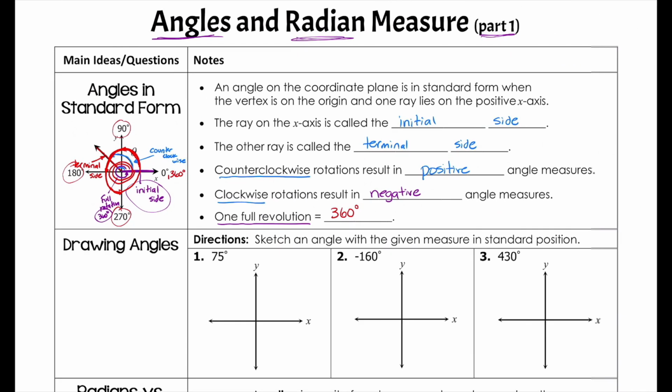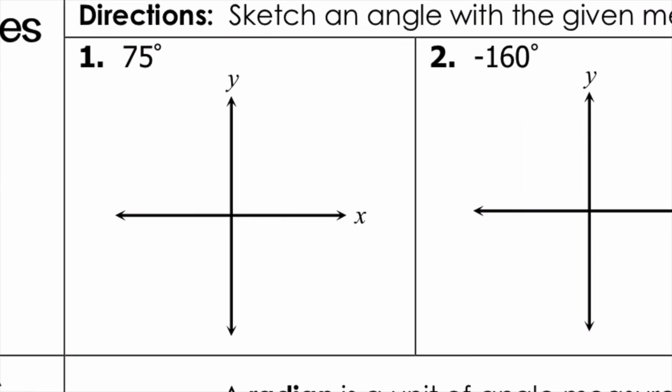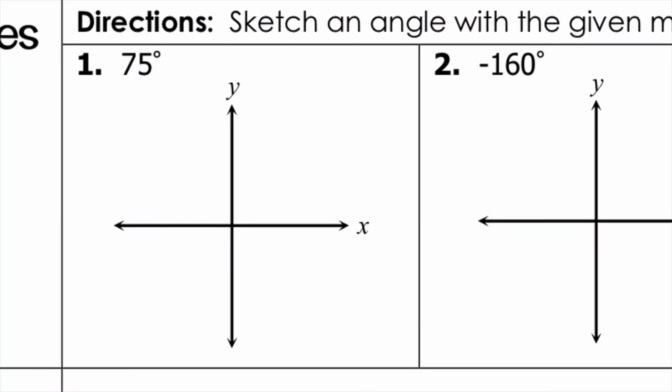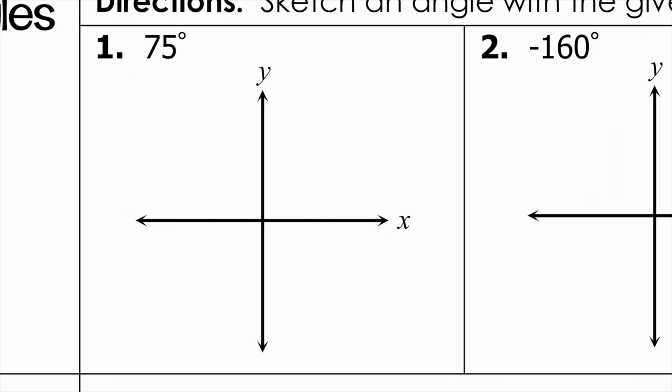So let's draw some angles. Let's practice this. We're going to sketch an angle for 1, 2, and 3 of what it says. So 75 degrees. Here's my initial side. That's going to stay there. That's one side of my angle. Where's the other side going to be? Well, we know all the way around is 360 degrees. Halfway around is 180 degrees. A quarter of the way around is 90 degrees. So if I want to go 75, I'm going to go very close to 90. So I'm going to swing up this way to about right there. And that'll be 75 degrees.